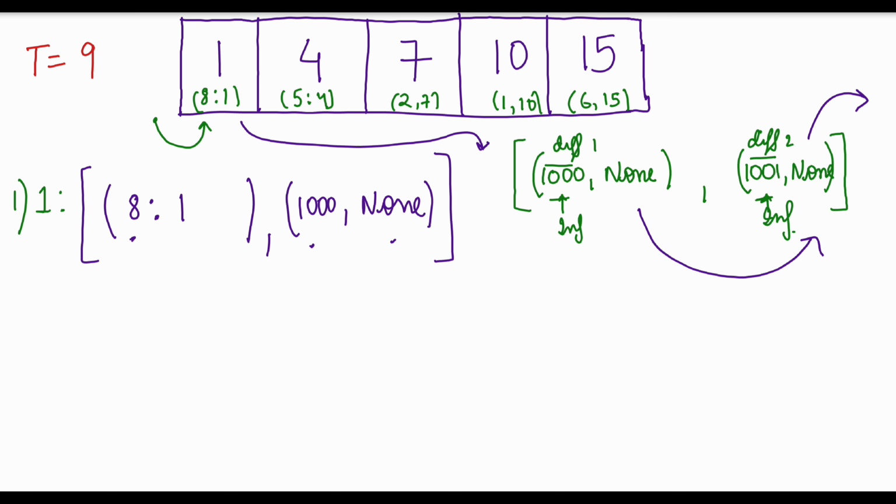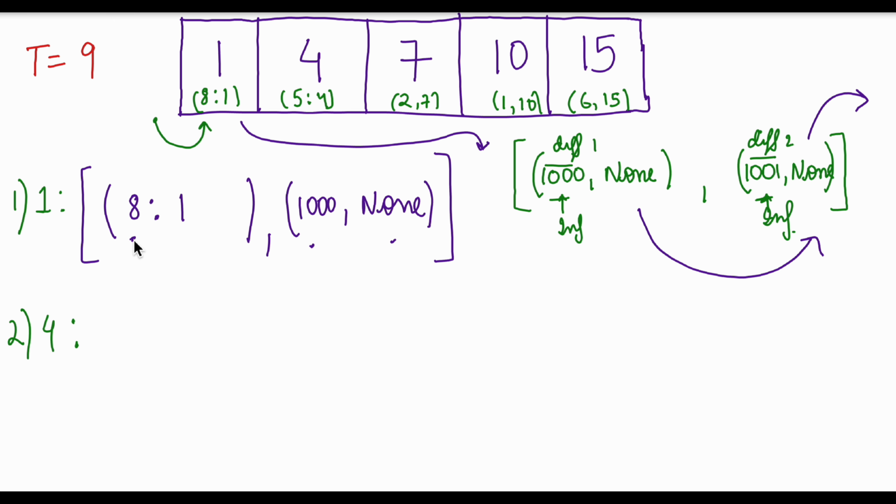Now let's move to the second element, that is 4. What is going to happen in this list? The difference is 5. Because the difference is 5 here, I need to ask, is 5 less than 8 and 1000?